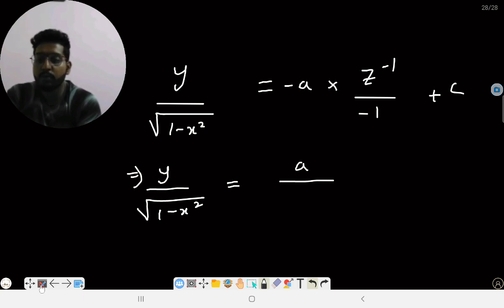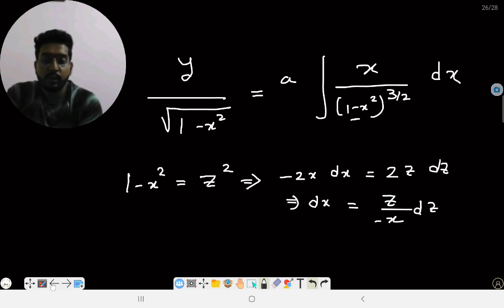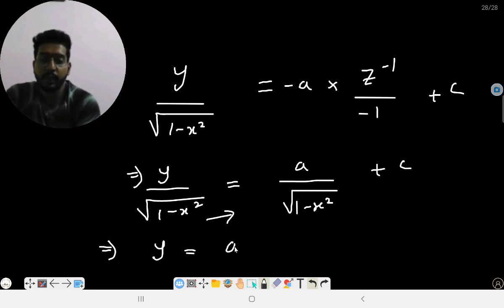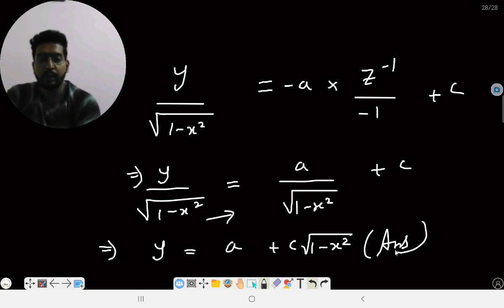Now what is the value of z? So here you can see what is the value of z. The value of z here is root over of 1 minus x square. So here it will be a by root over 1 minus x square plus c. So y will be, if it goes there, a plus c into root over 1 minus x square. Okay, like this we have to solve.